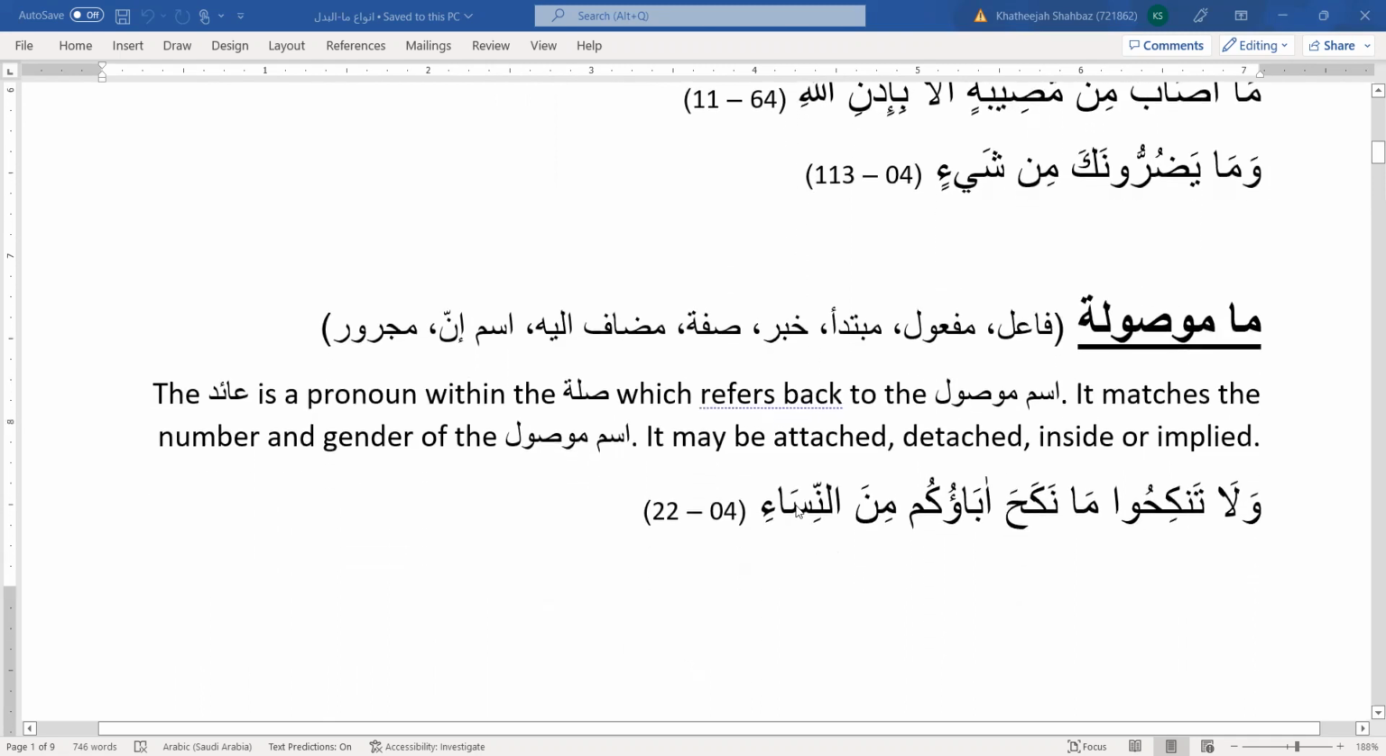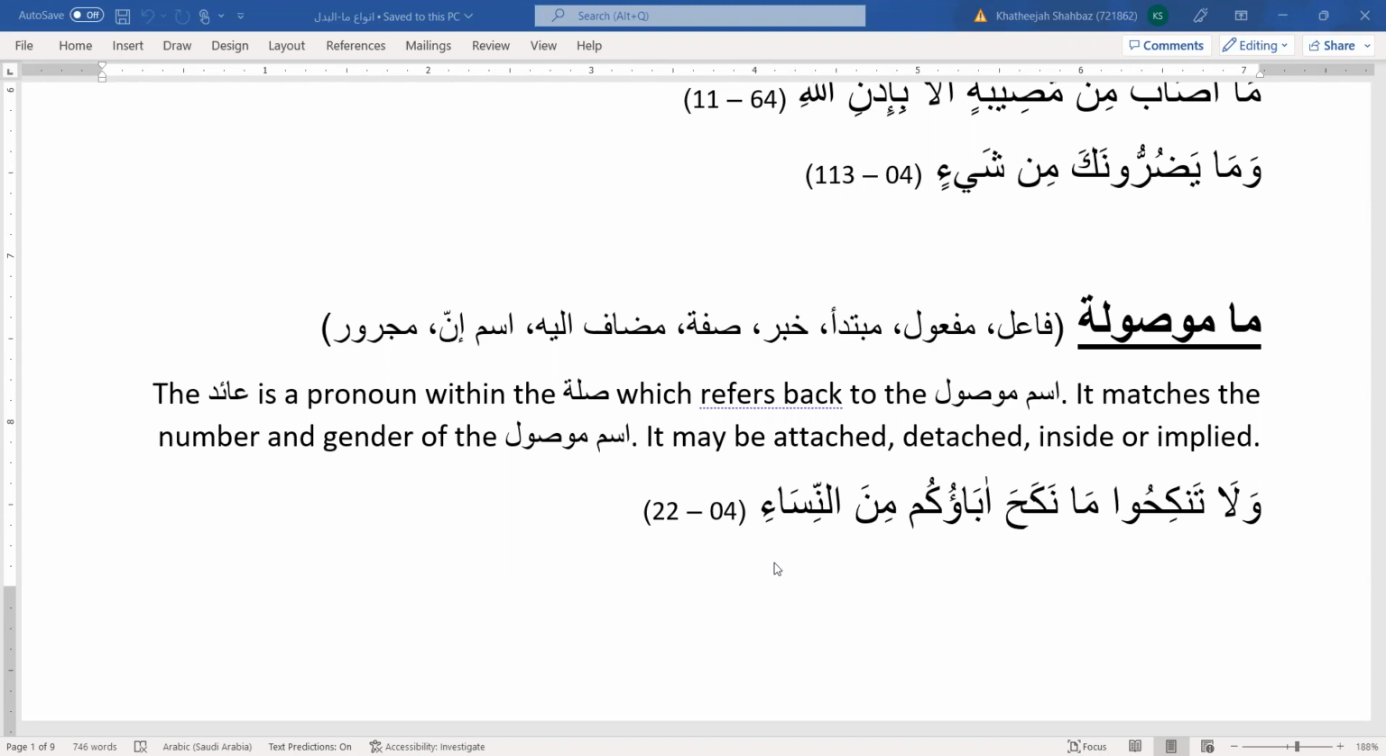Then we learned about ma mausula. Ma mausula is like other asmaul mausula like allazi, allazina. It has a sila, and when ma and its sila are together, they play a role in the sentence, like fa'il, maf'ul, and the other, or they can play another role as listed here.